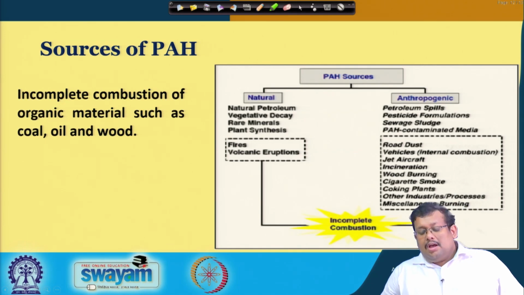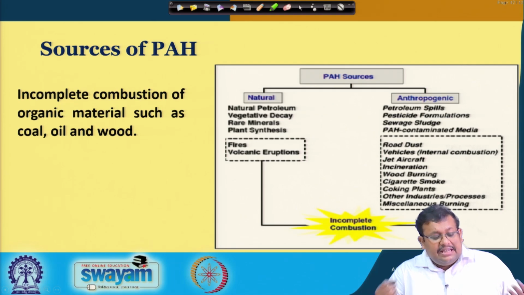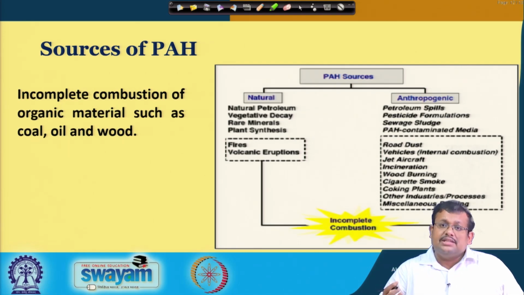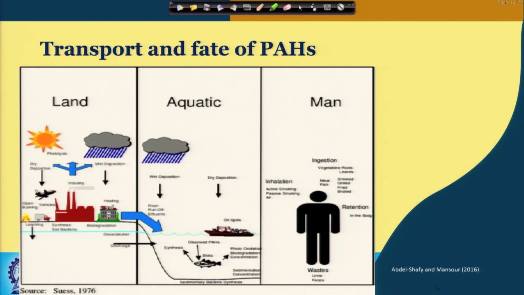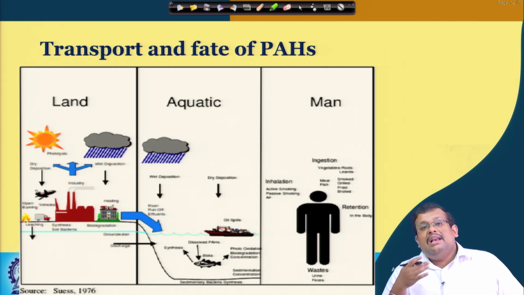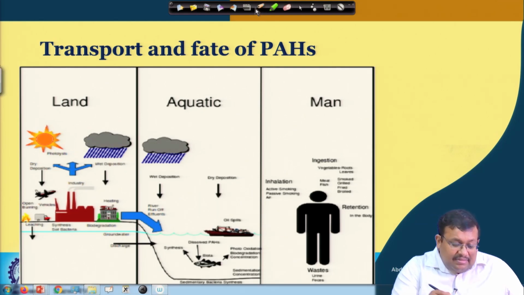So, we have already seen the sources of PAHs. It is basically incomplete combustion of organic materials such as coal, oil and wood, from either natural sources or anthropogenic sources. Now, if we see the transport and fate of PAHs, this is very important: how PAHs can move from land to the aquatic system and ultimately produce human health hazards. This figure shows a very good representation of the transport and fate of PAHs.